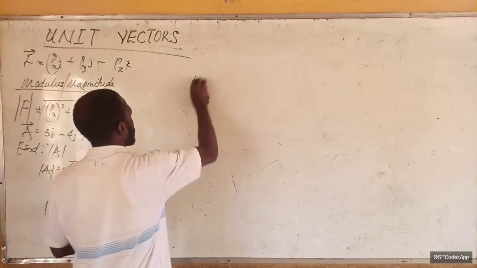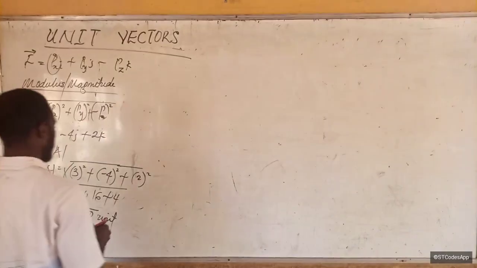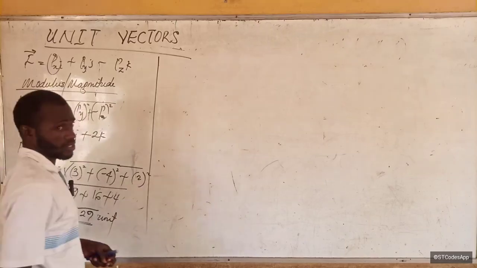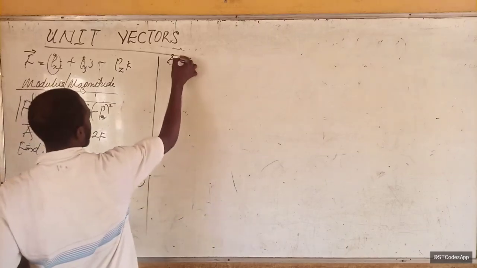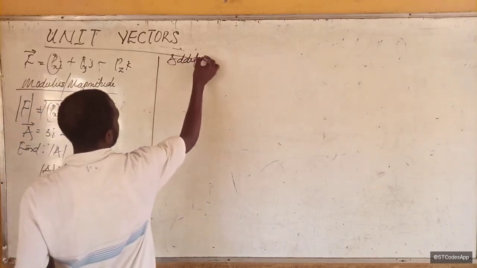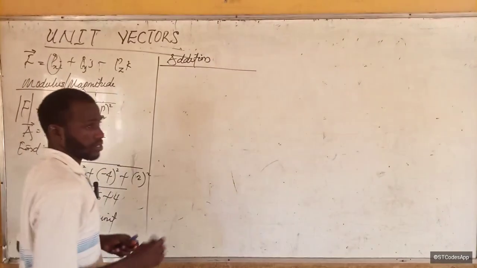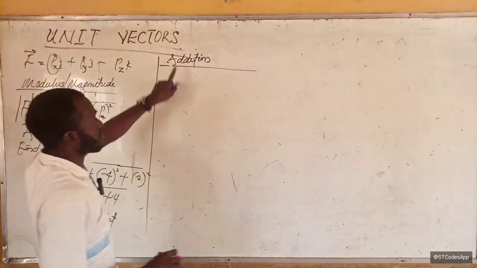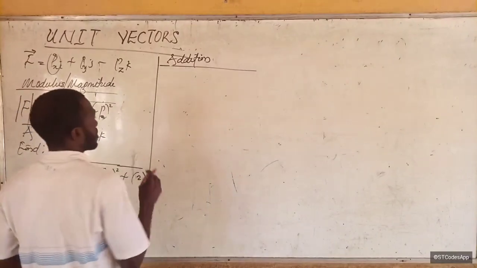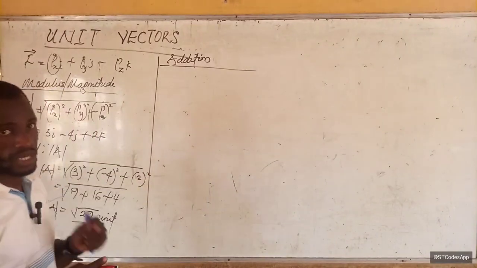Now, what if we have more than one vector and we need to add them? So let's go into the addition of unit vectors. Vector addition. To do vectorial addition, it's very simple. All you have to do is add entities that are similar together.